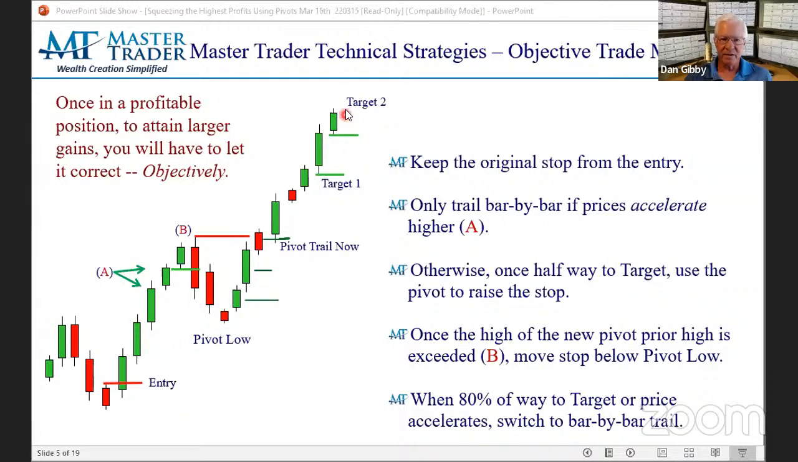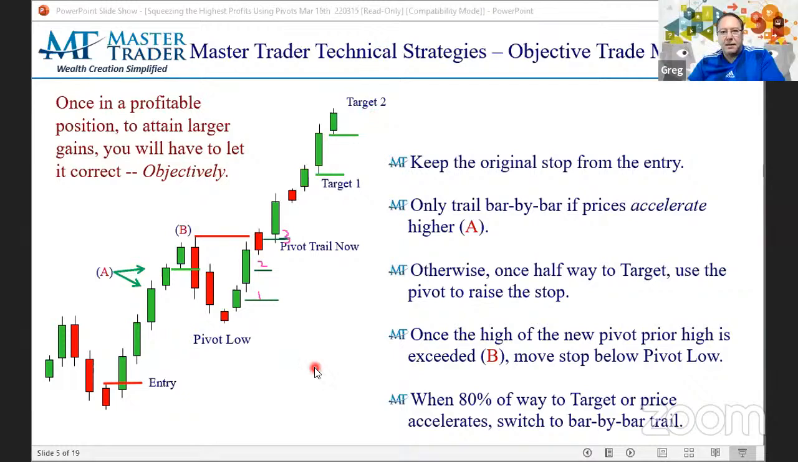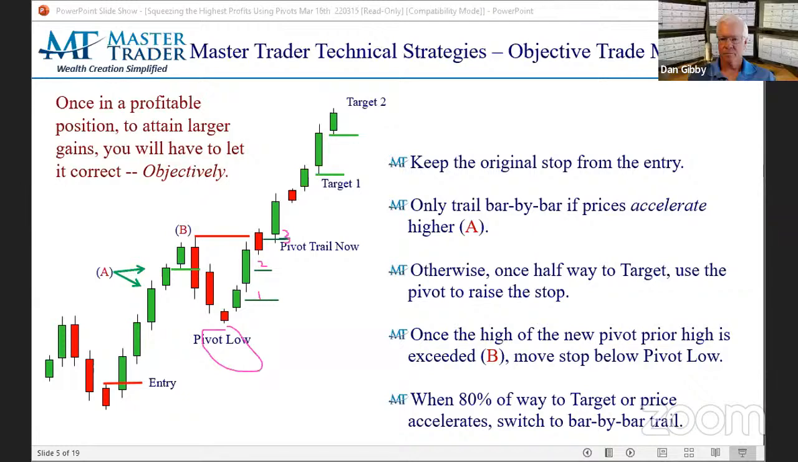But because it's made such a big move, we've been in it from down here. We're 80% near the target. As Greg said a moment ago, I don't want to sit through the creation of a new pivot. Take your money. You're getting close to your target and it's accelerating. I marked here, just to make it perfectly clear, we don't know this is going to be a pivot low until the completion of this bar.